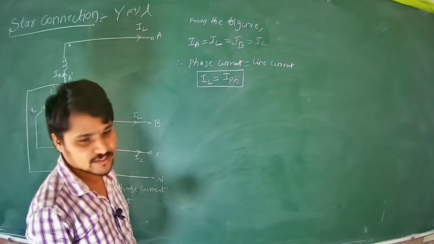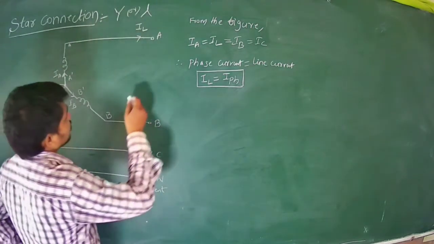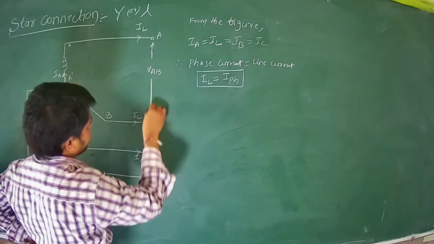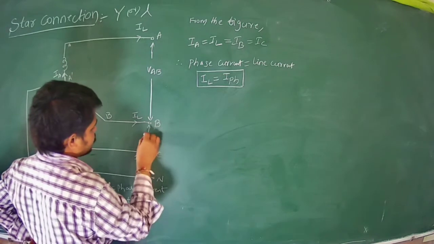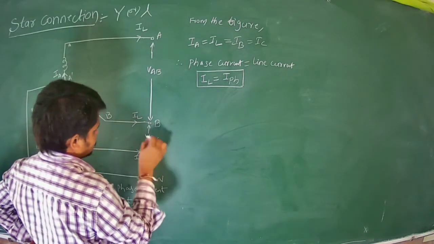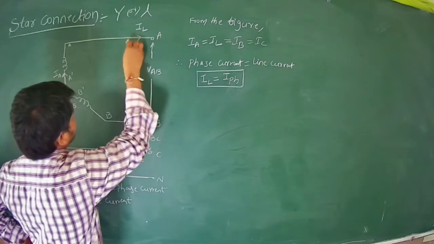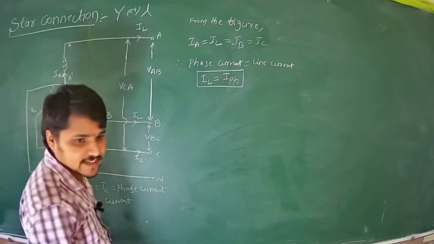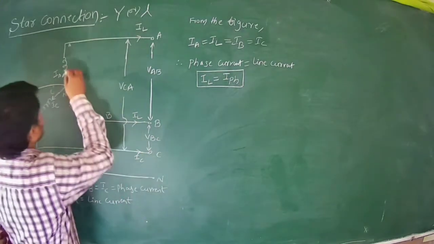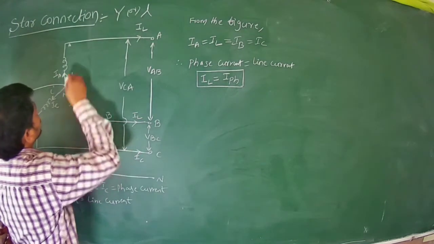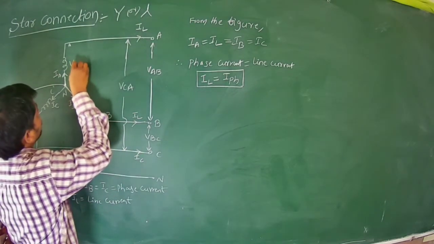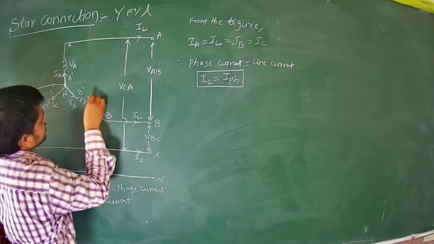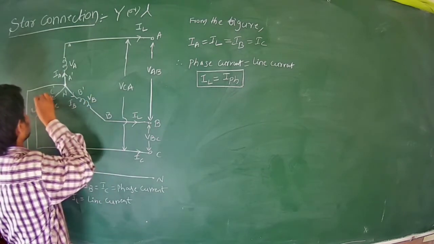Now let us derive the voltages. What is the relation between the voltages? The voltage between these two lines is called VAB, the voltage between these two lines is called VBC, and the voltage between the C and A terminals is VCA. Now what about the voltage generated here? In this phase it is called VA, the voltage generated in phase B is called VB, and the voltage generated in this phase is called VC.